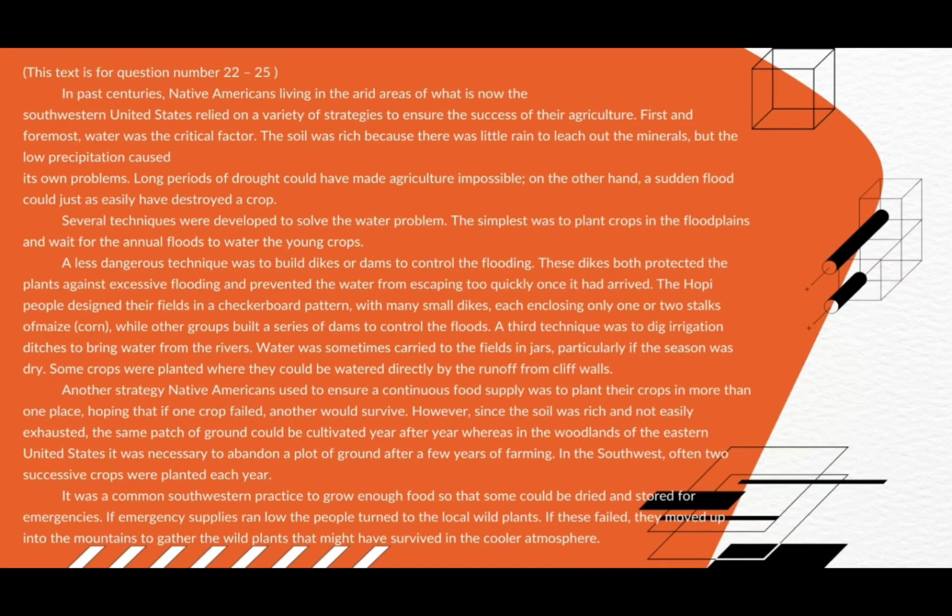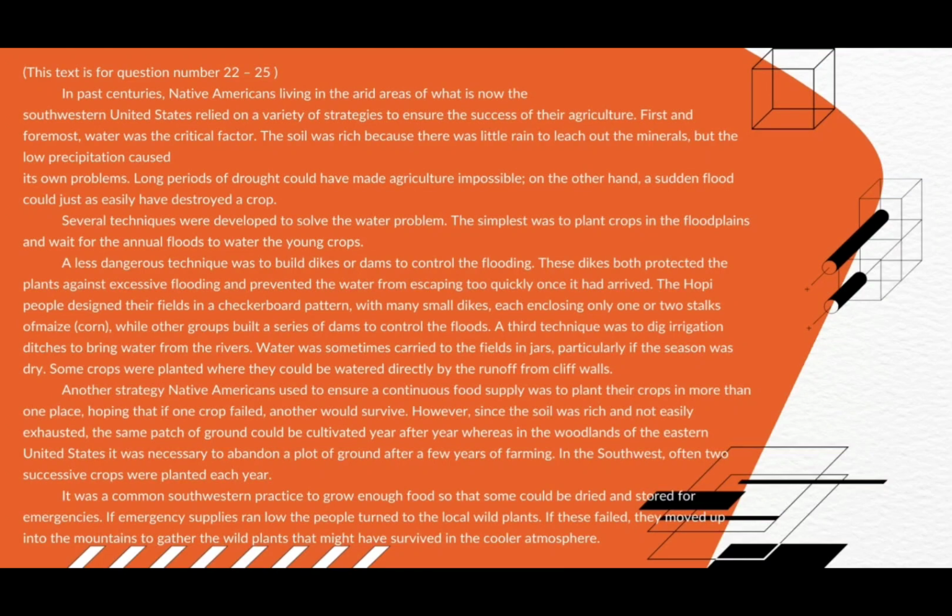On the other hand, a sudden flood could just as easily have destroyed a crop. Several techniques were developed to solve the water problem. The simplest was to plant crops in the floodplains and wait for the annual floods to water the young crops. A less dangerous technique was to build dikes or dams to control the flooding. These dikes both protected the plants against excessive flooding and prevented the water from escaping too quickly once it had arrived. The Hopi people designed their fields in a checkerboard pattern, with many small dikes, each enclosing only one or two stalks of maize, corn, while other groups built a series of dams to control the floods.